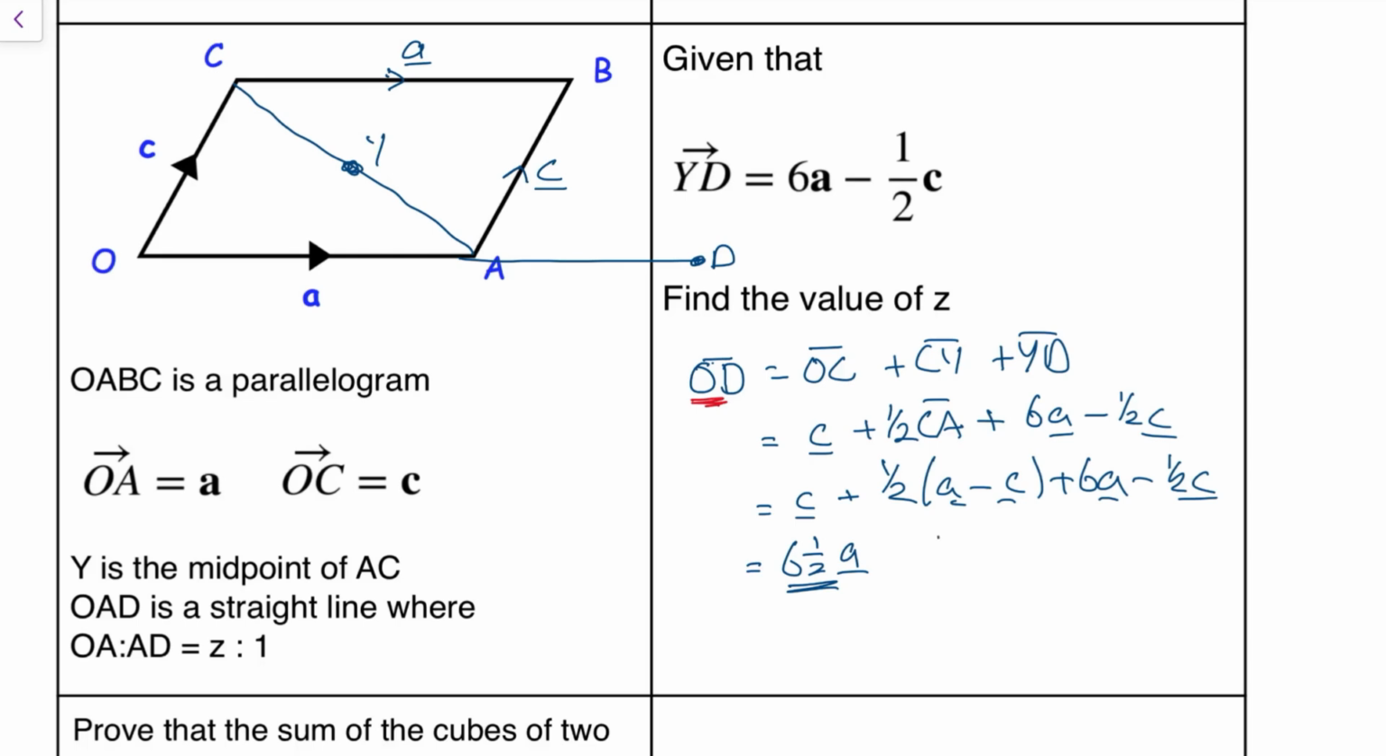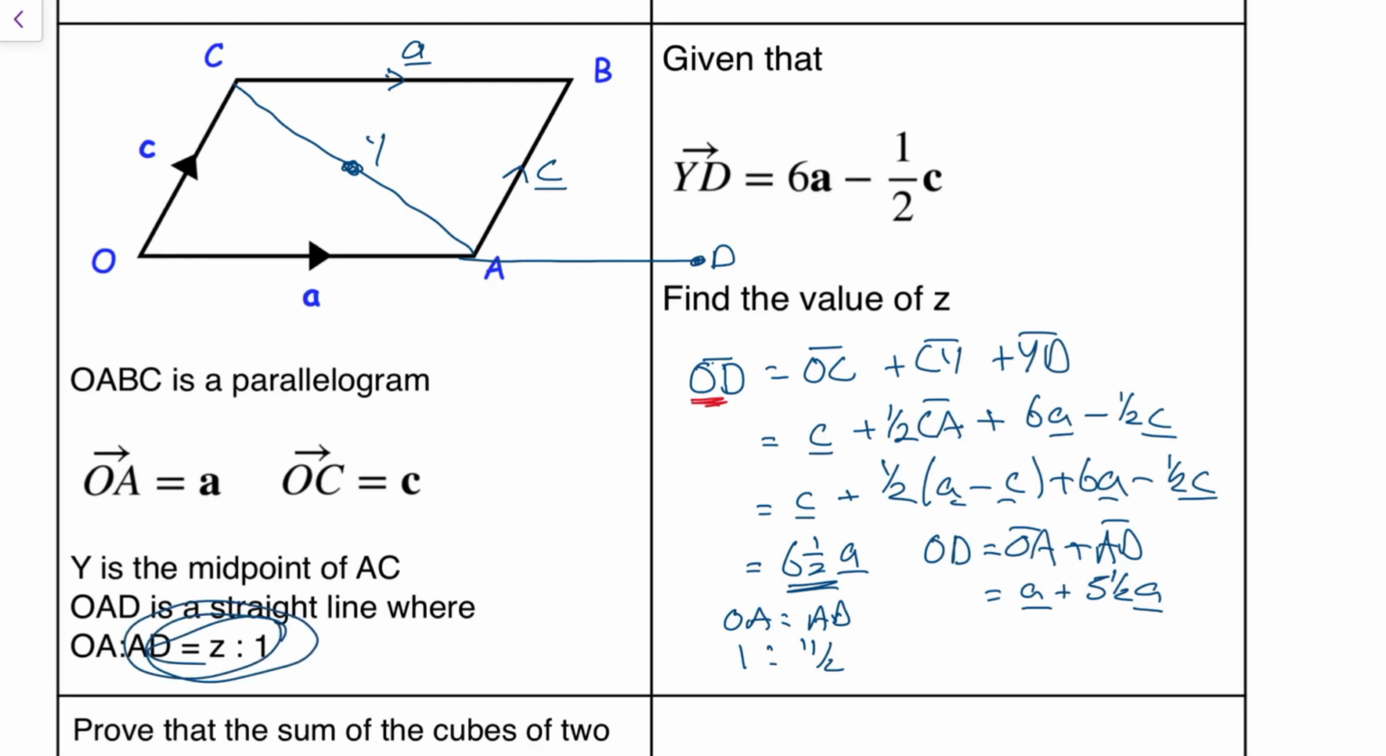And I know O to A, so remember O to D equals O to A plus A to D. And I know O to A is A, and I know O to D is 6.5A, so therefore this must be 5.5A, otherwise known as 11 over 2. Now, think about what I've got. I've got the ratio of O to A to A to D. And that ratio is 1 to 11 over 2, 5.5. Which means if I want it in the ratio Z to 1, well, that's the same as 2 over 11 to 1. Which means that my Z is equal to 2 over 11.